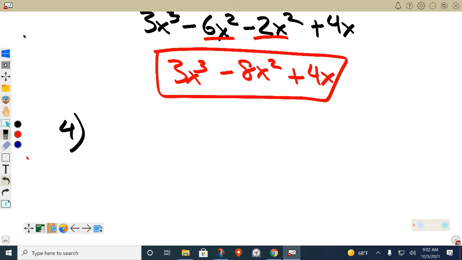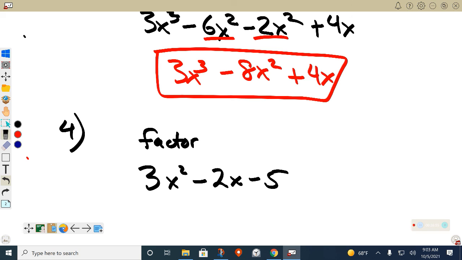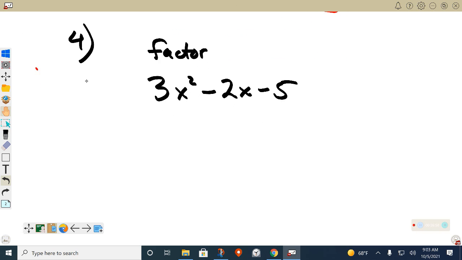Here we go. Let's try this one. Factor, just show me when you're done. Just bring it to me in the back. Just one on your own. Factor 3x squared minus 2x minus 5. Try that one for me.